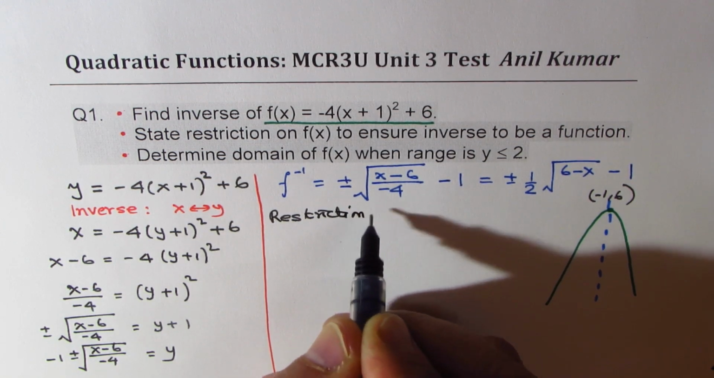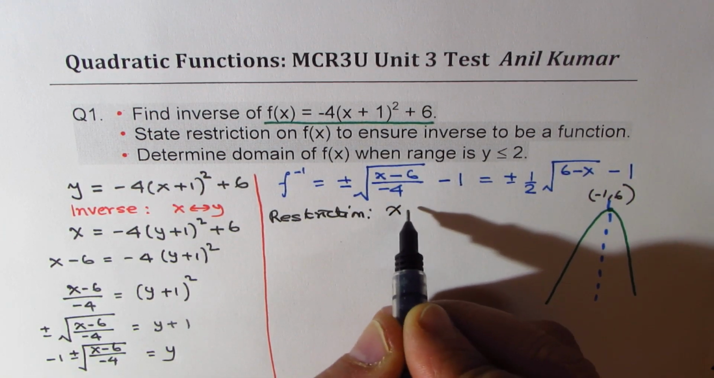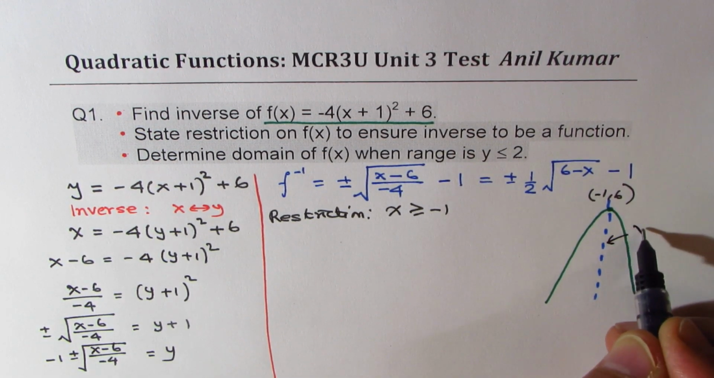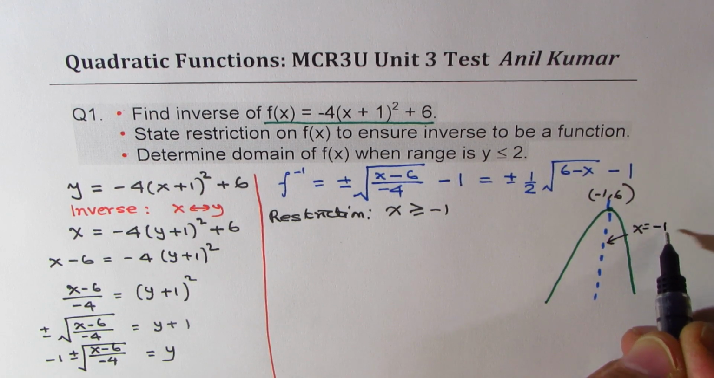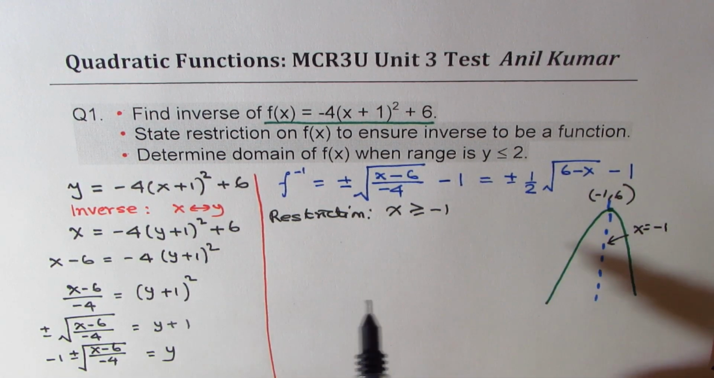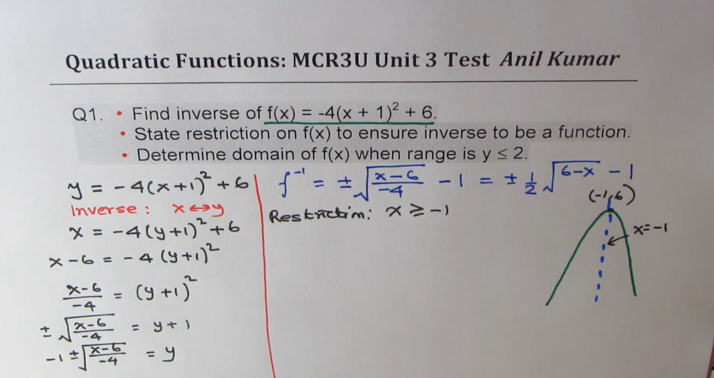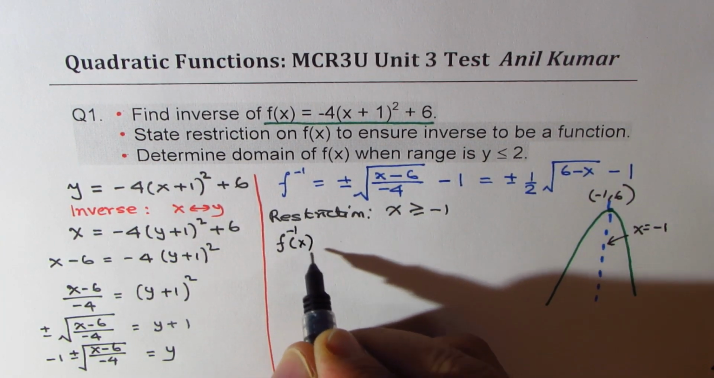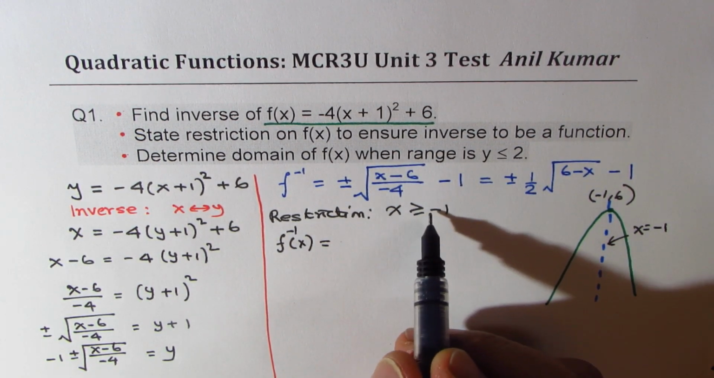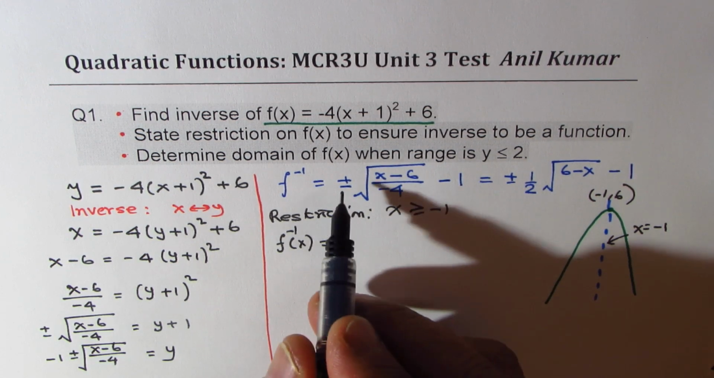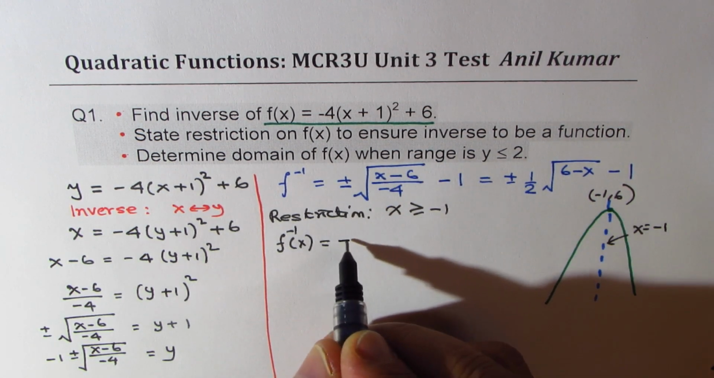So we could restrict, like, take x greater than or equal to minus 1. Since this axis is x equals minus 1, it could be either side. So we could restrict like this. In that case, we'll get our inverse, a function. And if we restrict one side of it, which is greater than, that means the right side, then the inverse will have positive here, right?